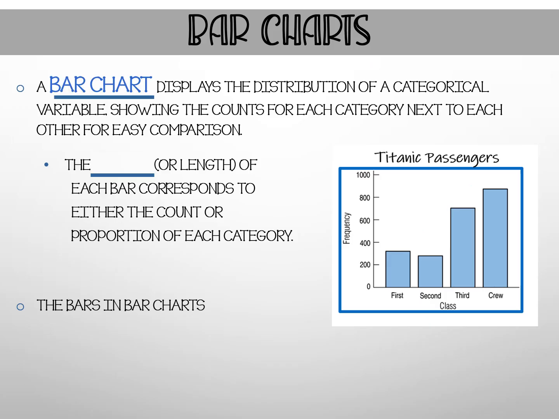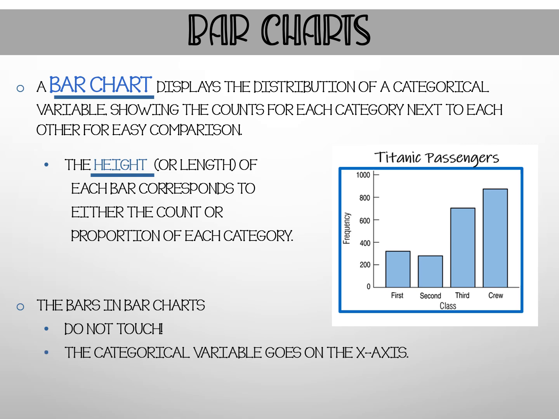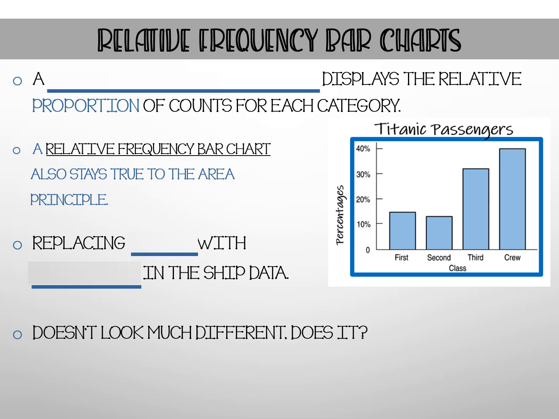Bar charts. A bar chart displays the distribution of a categorical variable, showing the counts for each category next to each other for easy comparison. The height or length of each bar corresponds to either the count or proportion of each category. The bars in bar charts do not touch. Typically, they're different colors, but in this case, they have them all the same color. The categorical variable goes on the x-axis, so your bars should be going up and down, not left or right, please.